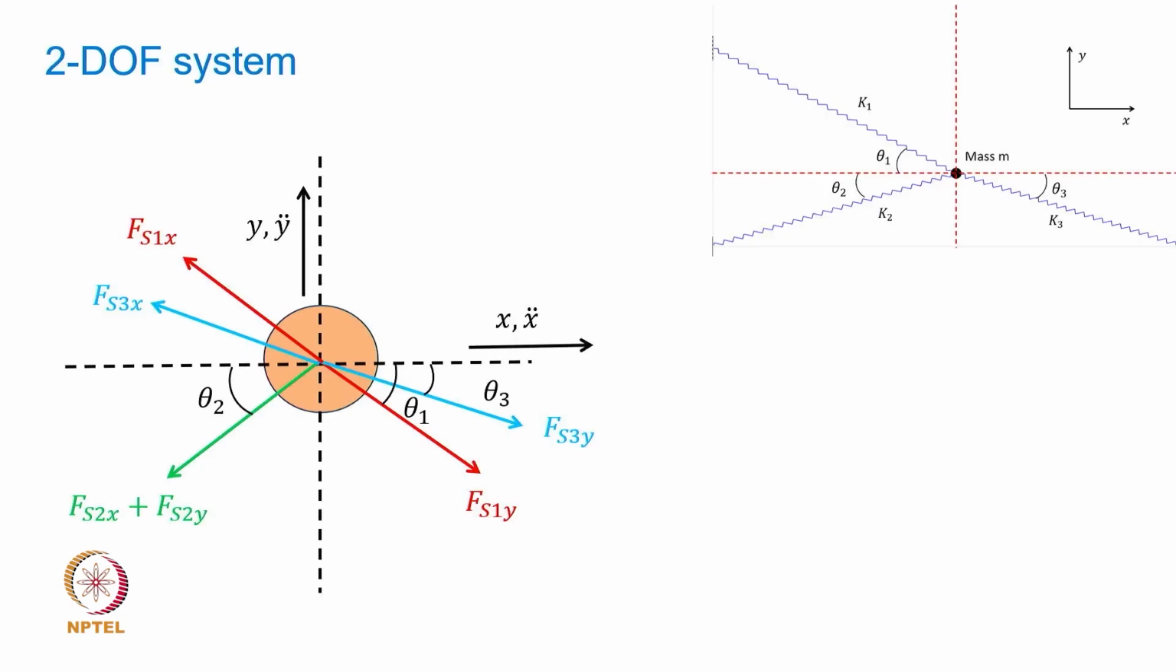Now you can write the governing equations of motion by applying Newton's second law, which in a simple case is m x double dot equal to the summation of all the forces in the x direction, in the direction of acceleration. So all of these forces are going to create their components along the x direction, and those are to be summed up to apply Newton's law to get the governing equations of motion.